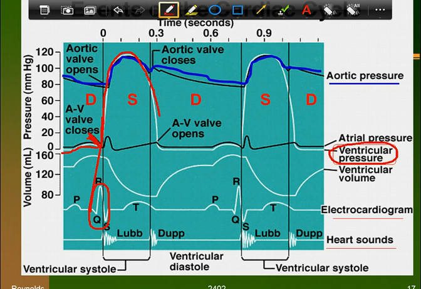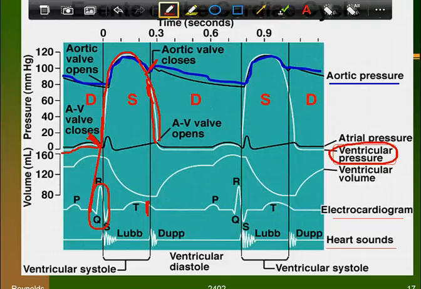And as the blood goes out, then the pressure in the ventricle is going to drop. And at this point, here's that T wave right there. We're now going to go into relaxation, and the muscle repolarizes. And now the AV valves open as blood pours through again. And again, look right there. The two semilunar valves now close.